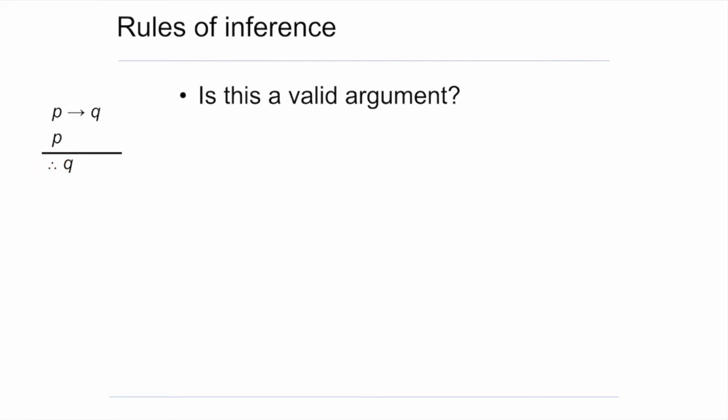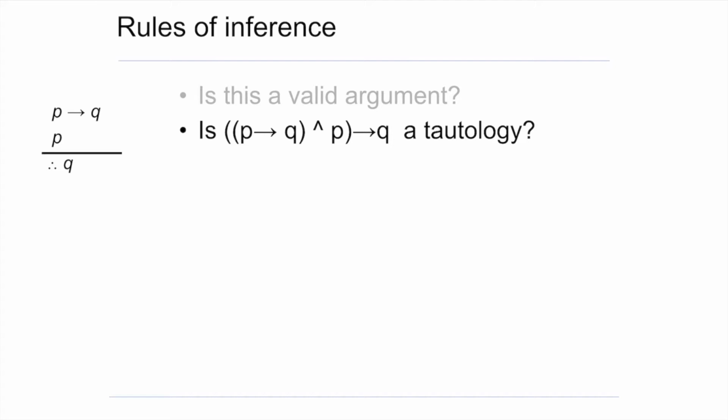But we can also do it in another way. We can also prove that all the premises implying the conclusion is a tautology. Okay? So P implies Q is the first premise and P is the second premise. If the conjunction of the two of them implies the conclusion is a tautology, then we have proved that it is a valid argument. So how do we prove if this is a tautology?